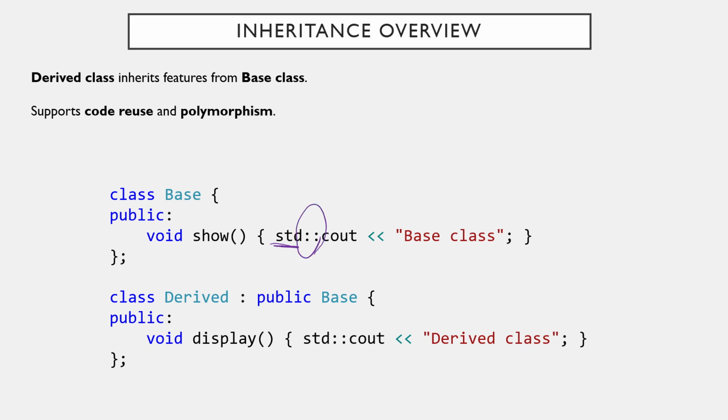So you might have already seen the scope resolution operator. We will be doing inheritance later in this class, so this is just an overview of the idea that you can have a base class, and this is the syntax of how you put your derived class that derives from your base class. So the derived class can use the show and the display.